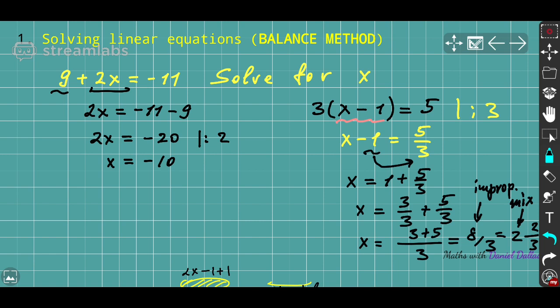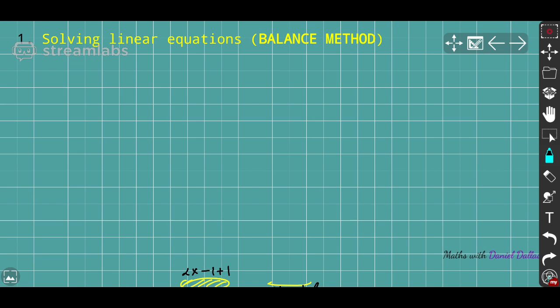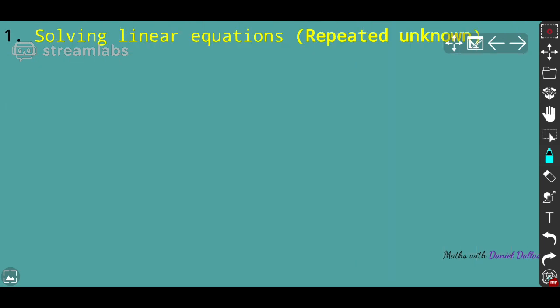So next up, we can try to go to another one, which is called solving linear equations. We have a repeated unknown. So what does repeated unknown mean in this case? Repeated unknown means x stays in different parts of the equation, but it repeats. For example, let's consider the first one.